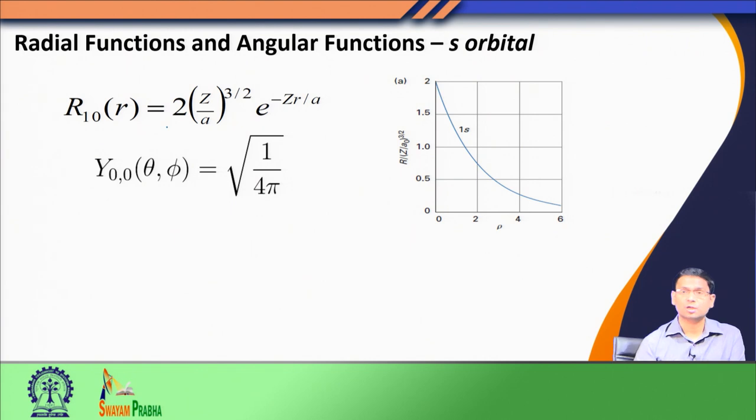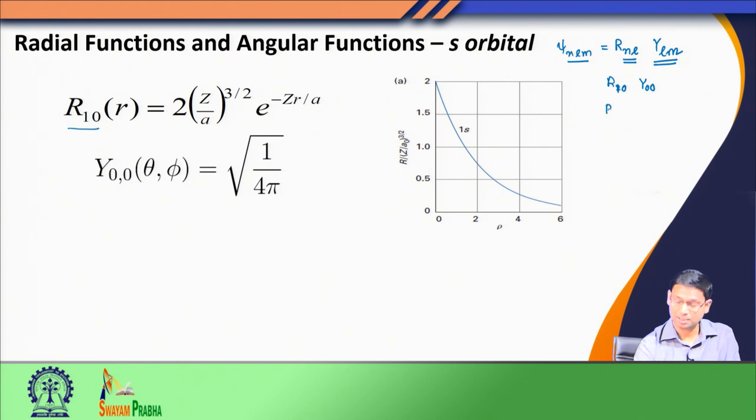Here I am showing the radial solution of the 1s orbital. Since my psi n l m would be R n l Y l m, for these three quantum numbers n l m, the radial function depends on n and l, and the angular functions depend on l and m. The l quantum number connects the radial and the angular parts. So, I have R 1 0 Y 0 0, R 2 0 Y 0 0, R 3 0 Y 0 0. This is 1s, this is 2s, this is 3s, because for s orbitals the l value is 0, and when l is 0, there is only one possible value for m, and that is also 0.